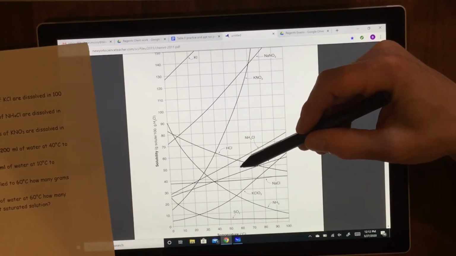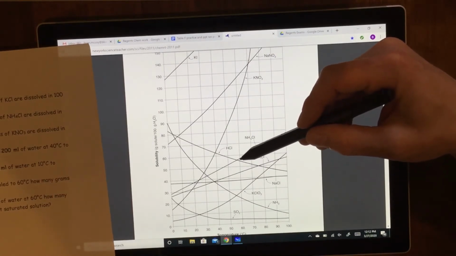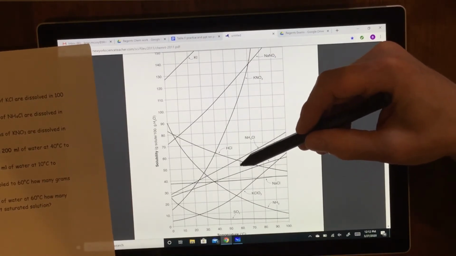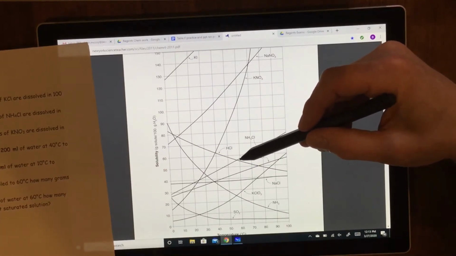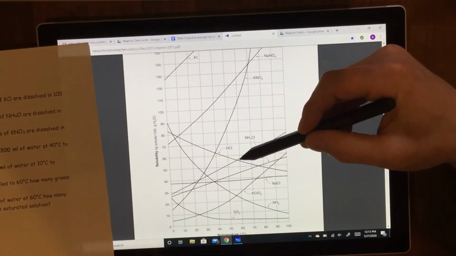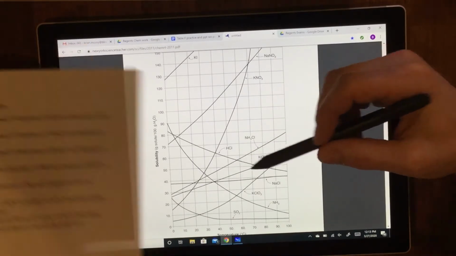I'm going to have to add about 7 or 8 more grams to go from here up to here to be saturated. So I would say 8 grams plus or minus, probably 7 grams plus or minus 2. On a Regents, they would take anywhere from 5 to 9 probably. So there we go. So that's number 7.